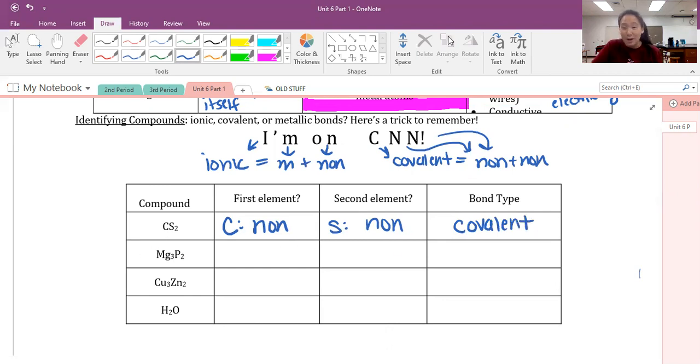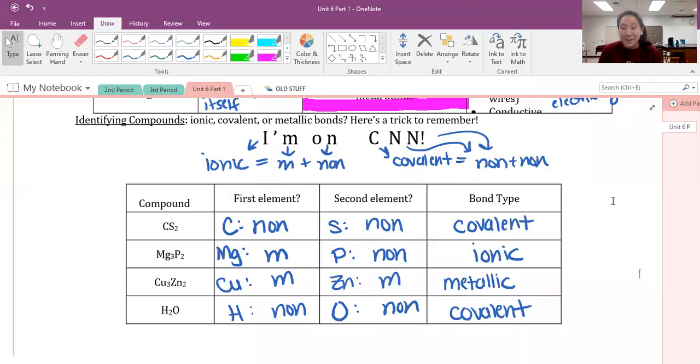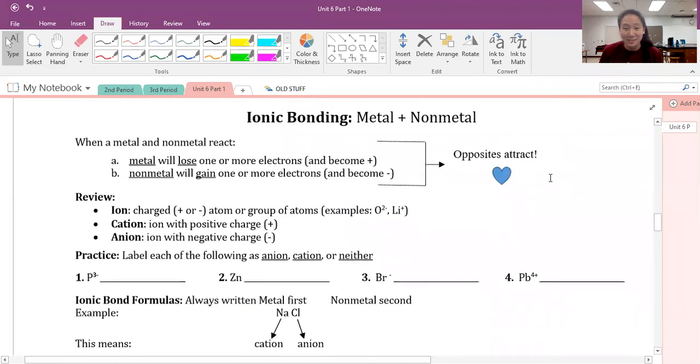Go ahead and try the rest on your own. You can pause it really quick and then play it when you're ready to see all the answers. Okay, so here are the rest of the answers. You had your ionic bond because it's metal and non-metal, metal is metallic, and non is covalent. If you have any questions, make sure you mark it down so you can ask your teacher.